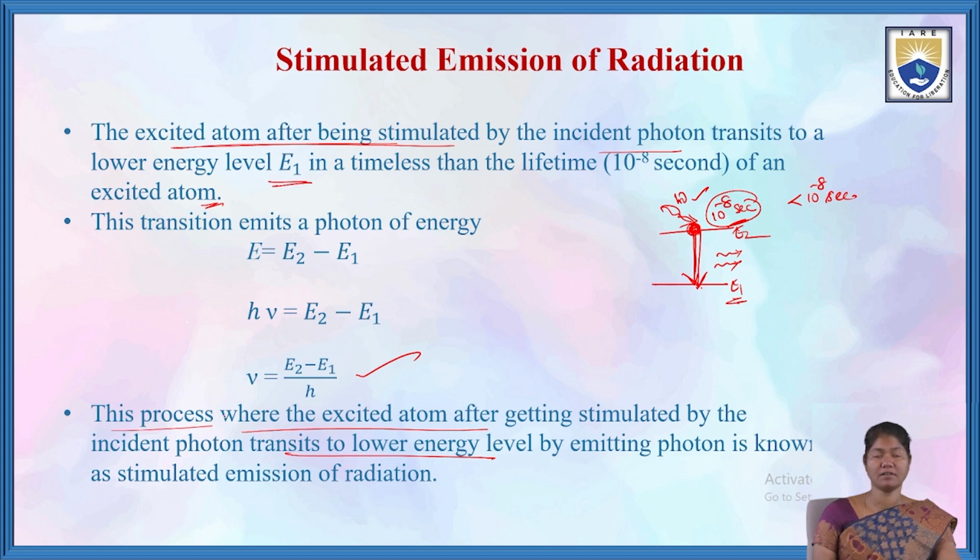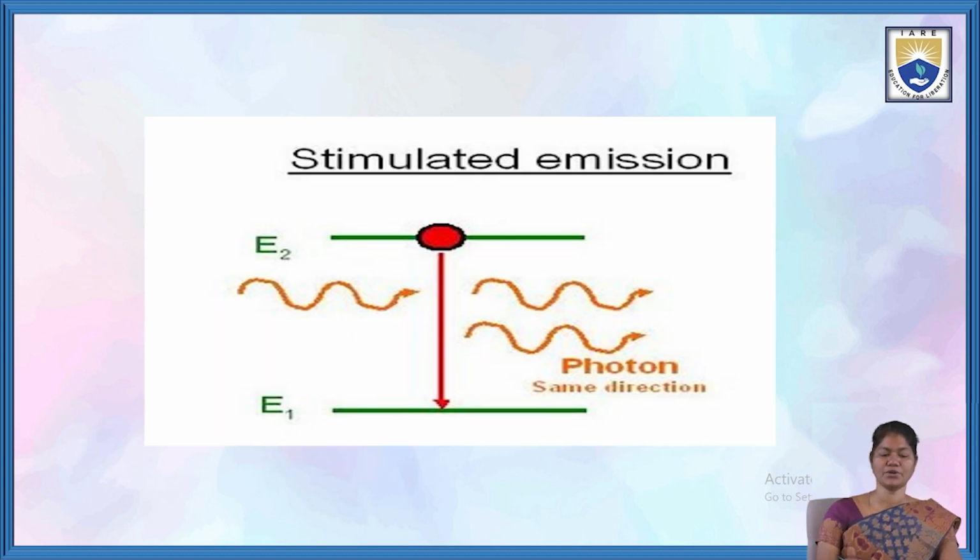This process, where the excited atom after getting stimulated by the incident photon transits to a lower energy level by emitting a photon, is known as stimulated emission of radiation. Here you can see the stimulated emission diagram. The atom is at the excited energy state, and a photon of energy h nu is going to interact with the excited atom.